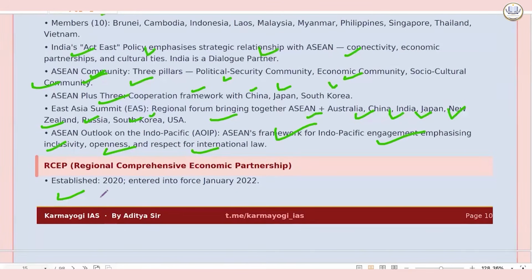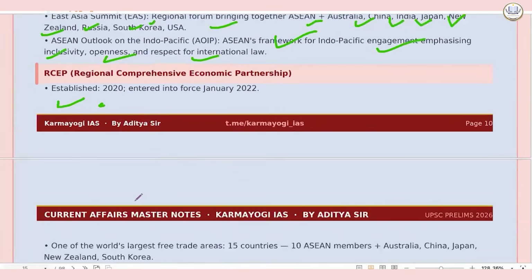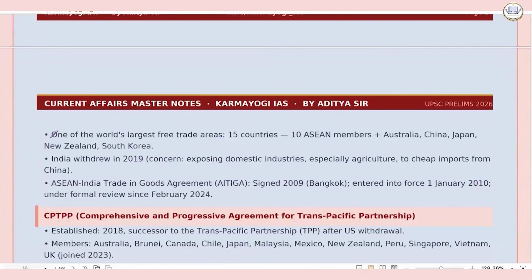RCEP, established in 2020, entered into force in January 2022. It is one of the world's largest free trade areas. There are 15 countries: 10 ASEAN members, and Australia, China, Japan, New Zealand, South Korea. India withdrew in 2019. There are concerns that the domestic industry is not yet developed and it can be exposed, specifically to countries like China. Especially cheap imports from China are a big concern, and also the need to protect our agriculture.